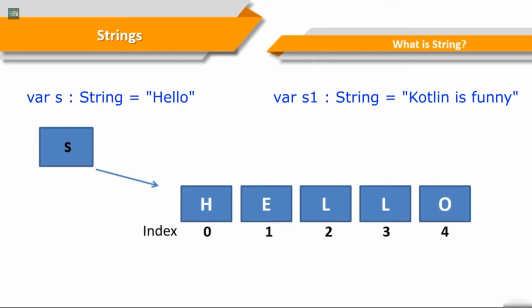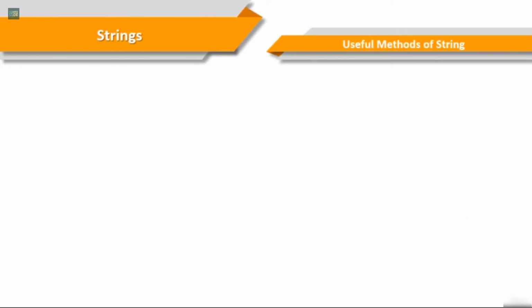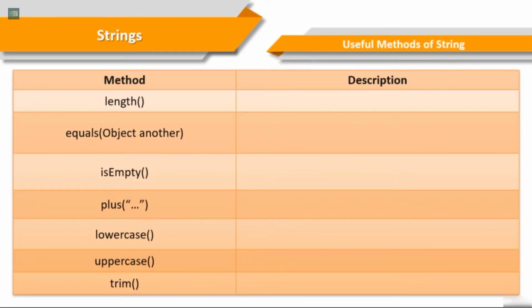So characters in a string are identified by their index number. In hello, in fact, the leftmost character H is at index 0. Next character E is at index 1, and then it continues numerically up from there. So the string class provides many useful methods to perform string operations. So have a look at the table.